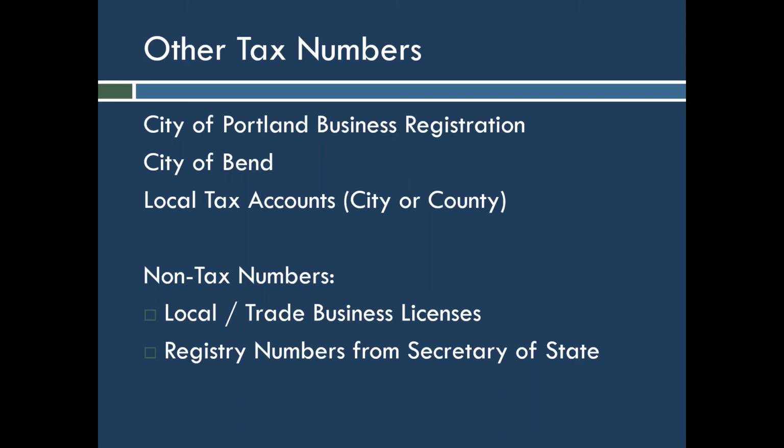Oftentimes, it's a flat rate that is paid annually, but some may be structured like Portland or Bend. Every city gets to choose its own requirements, and those can change. So it is perfectly all right to check with your local city hall or the county tax assessor to find out if they require anything obscure.